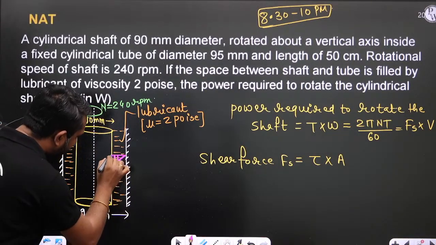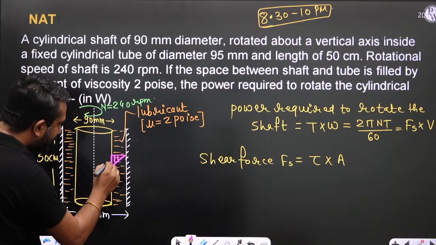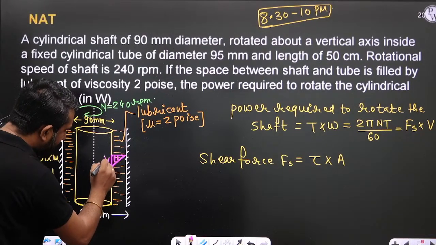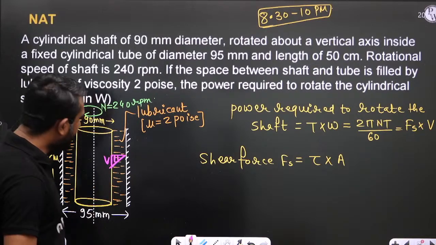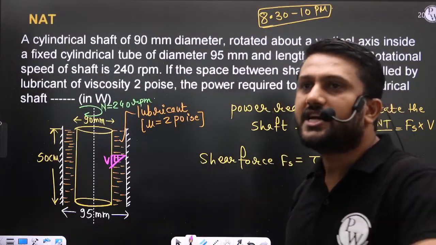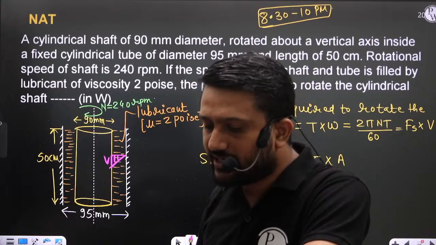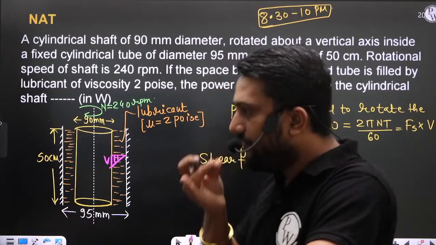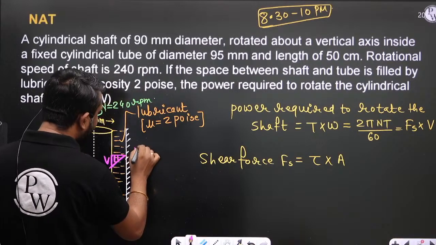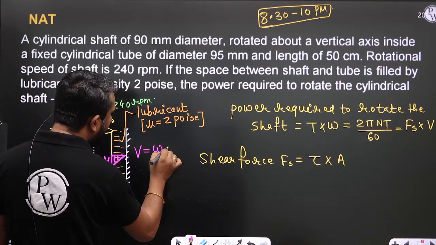And at the shaft surface, what is the velocity? That velocity is equal to v, the tangential velocity of the shaft. Fine. Now, can we calculate the tangential velocity of the shaft? Yes, we can calculate. So v is equal to omega multiplied by ri.